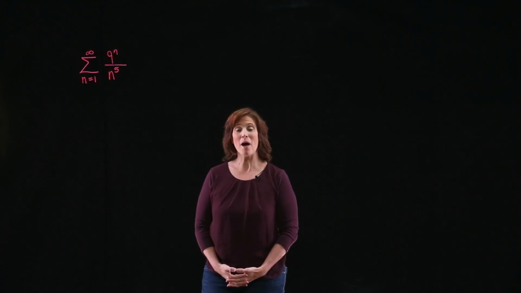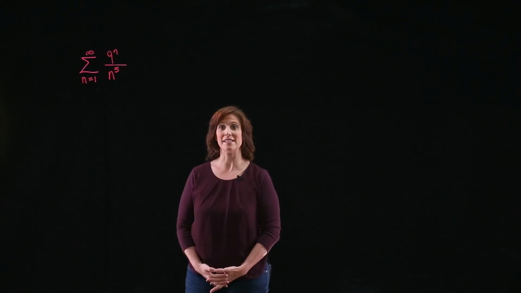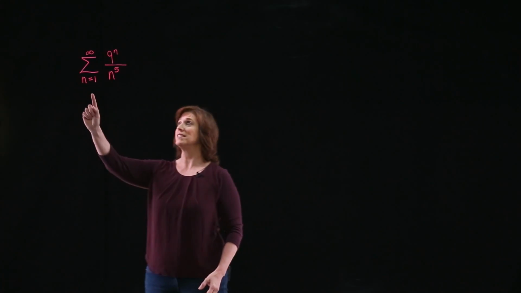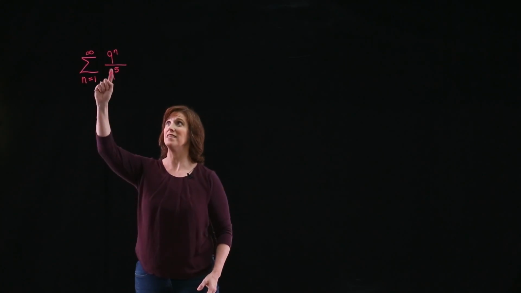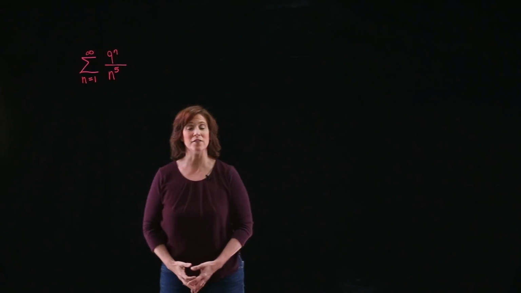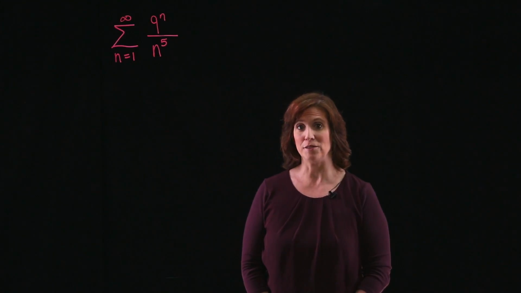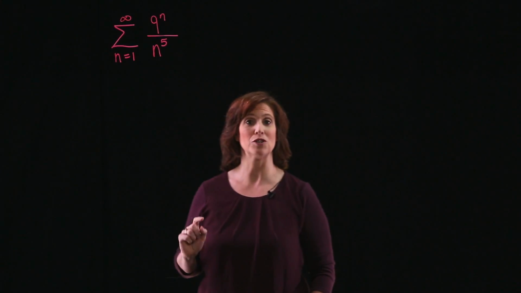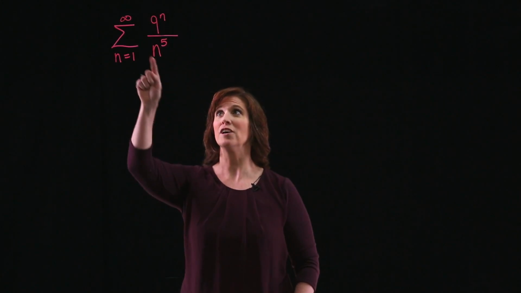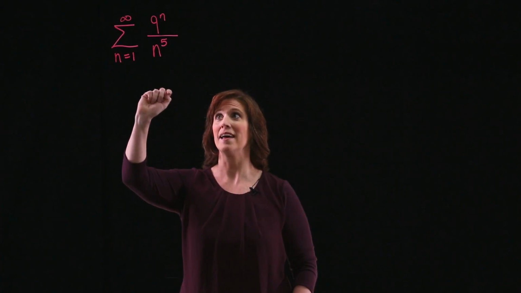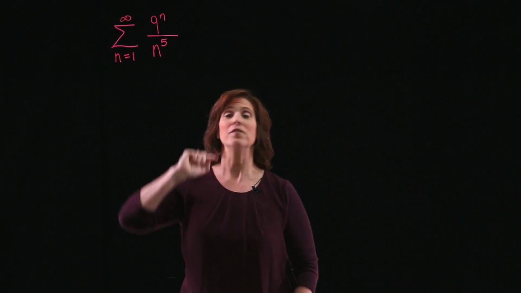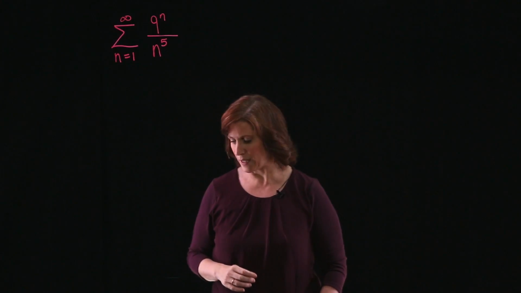Hi everyone, I'm Cheryl. In this problem, we're going to be using the ratio test to see if my series, which is the sum from n equals 1 to infinity of 9 to the n all over n to the fifth, converges or diverges. Now, in order to use the ratio test, we have to make sure that all the terms are non-zero. And in fact, if you look at 9 to the n divided by n to the fifth, all of those terms will be non-zero.